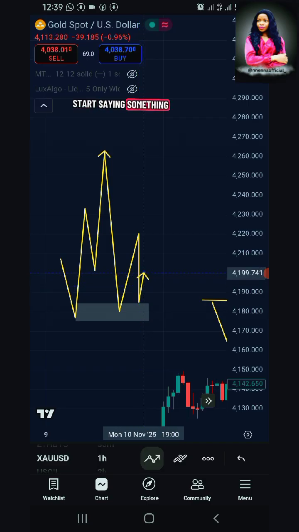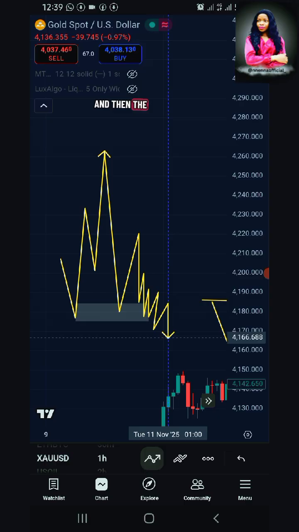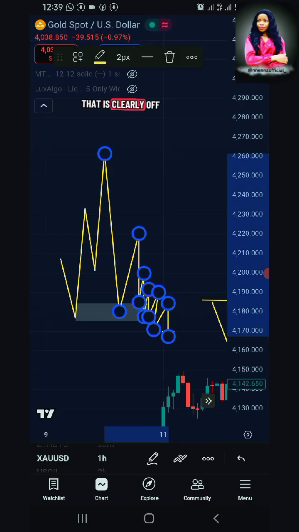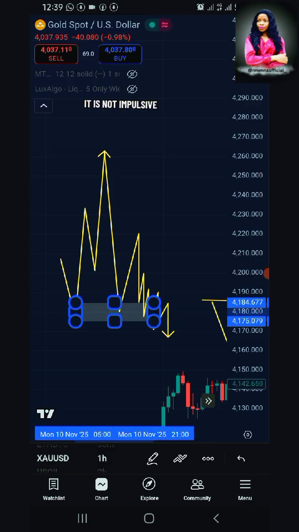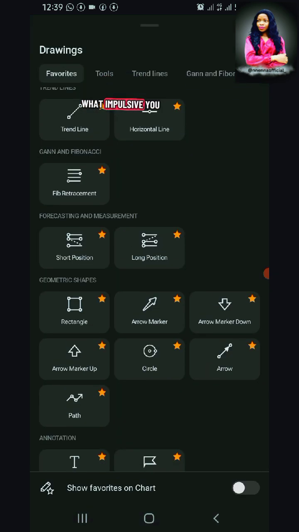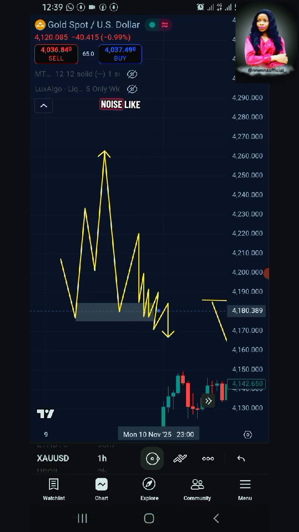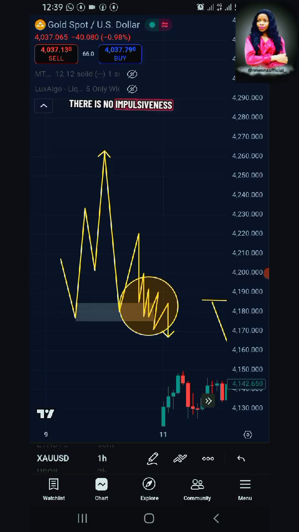You might just start seeing something like this, something like this, something like this. And then the zone, we see that it is clearly off. So once you see something like this, it is not impulsive. It is not what? Impulsive. You can see there is so much noise, just pay close attention to this area. There is no impulsiveness.